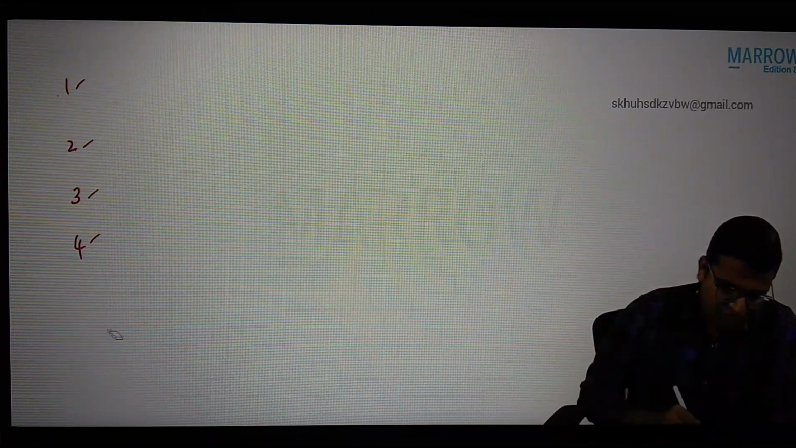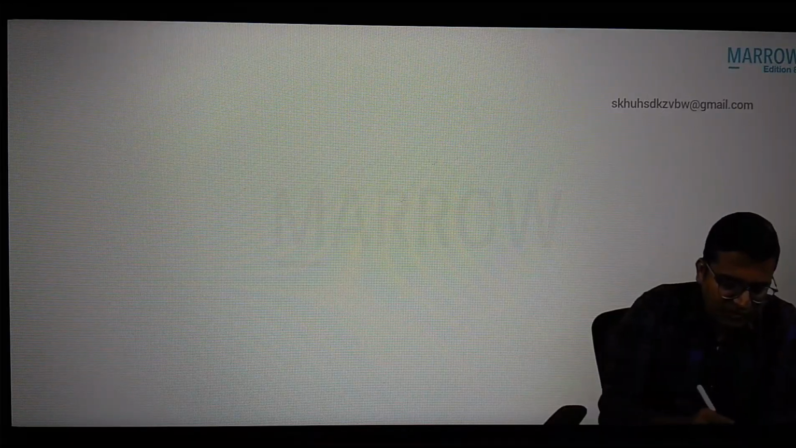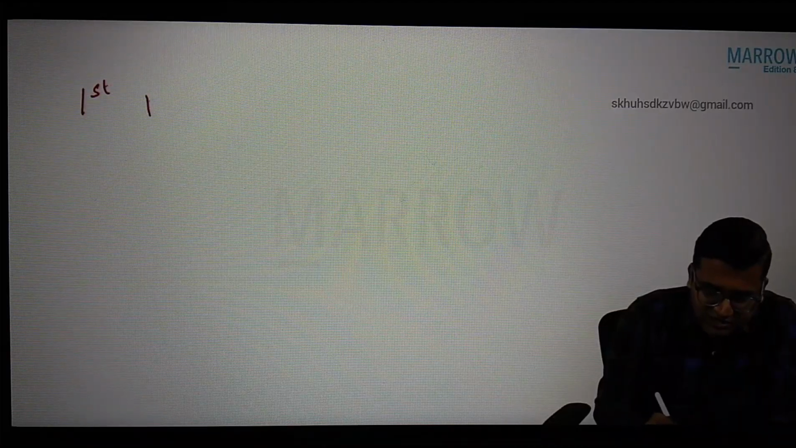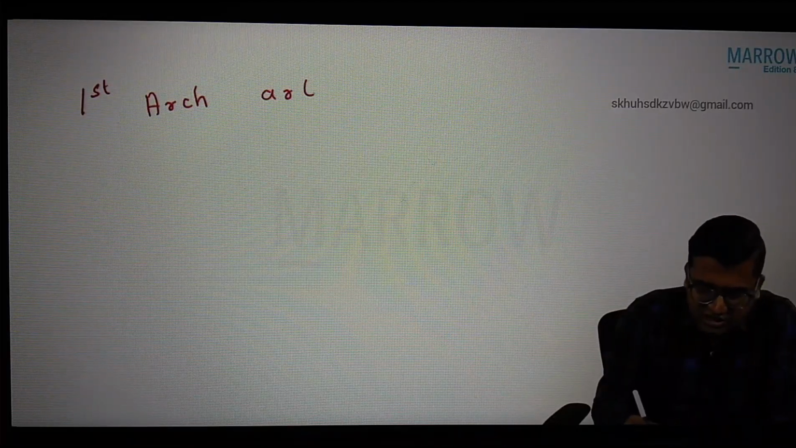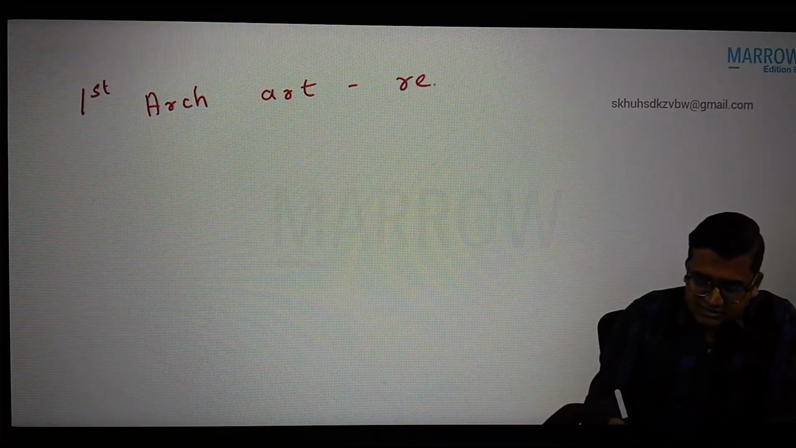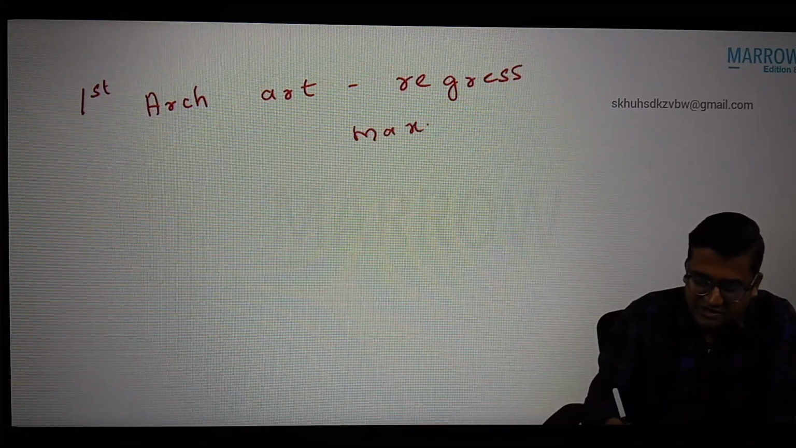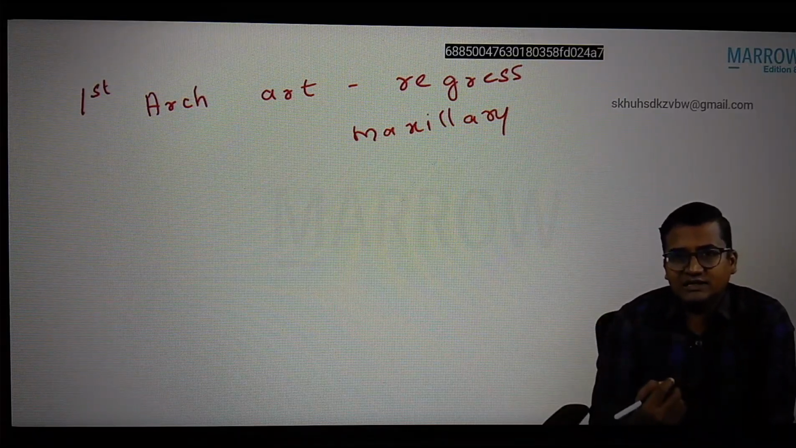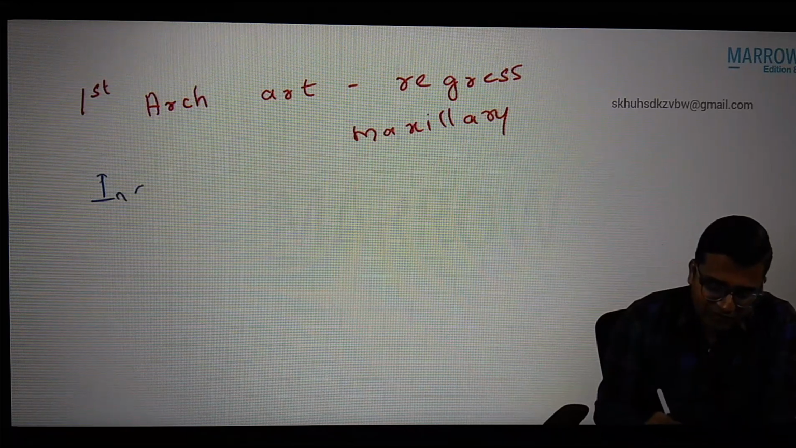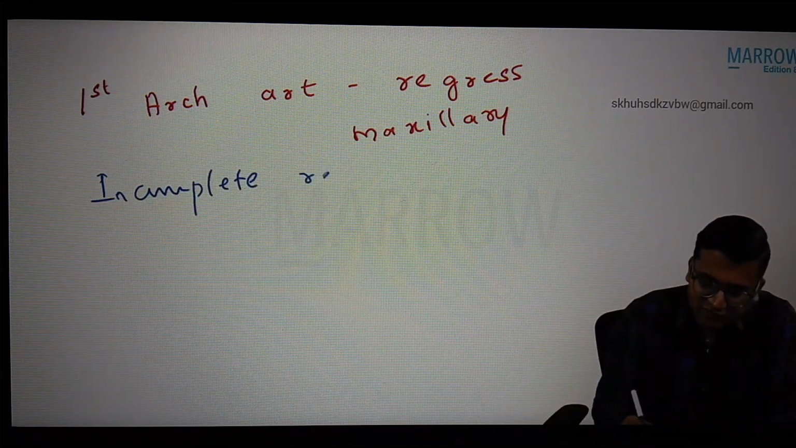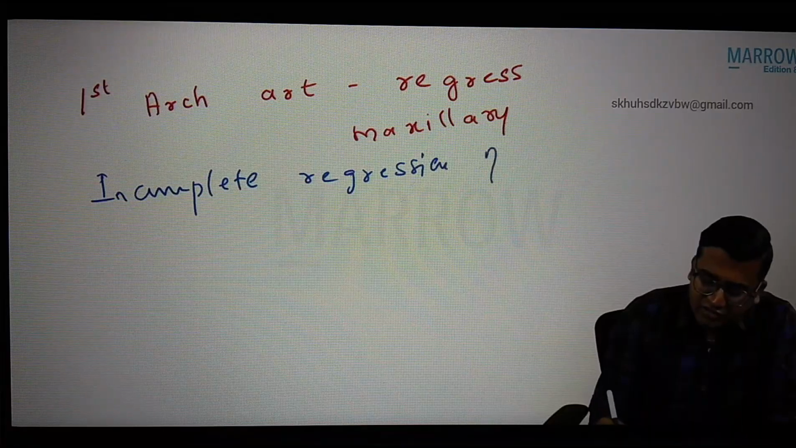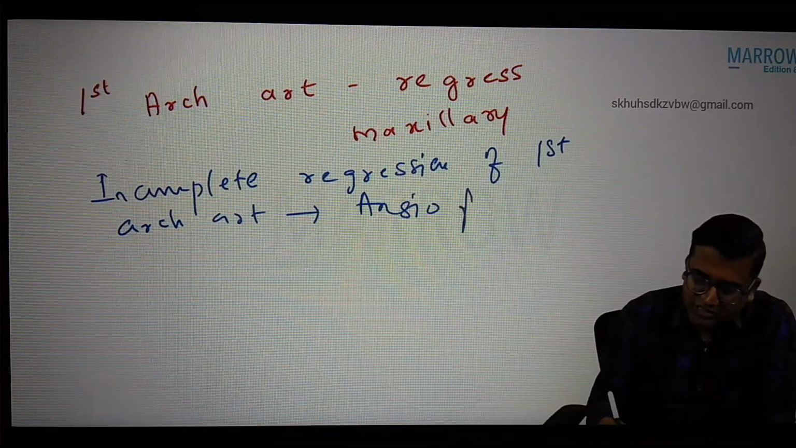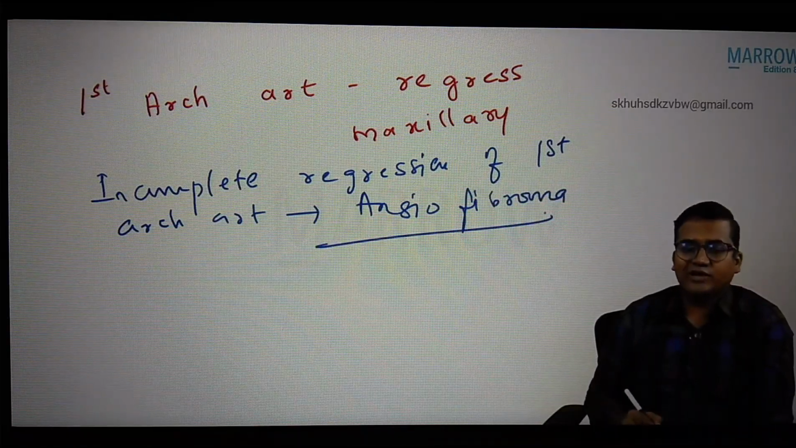Right? So now we will write in detail. We'll see in detail about this arch artery development. Okay. Now the first pharyngeal arch artery will regress and form the maxillary artery. The incomplete regression of the first arch artery in turn results in angiofibroma. Very good. Please don't forget this. Okay, right.